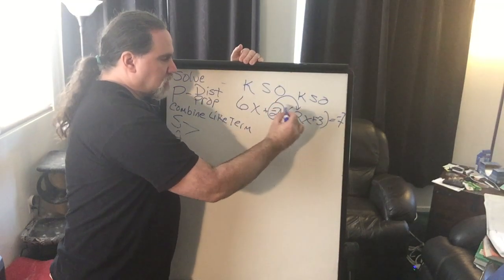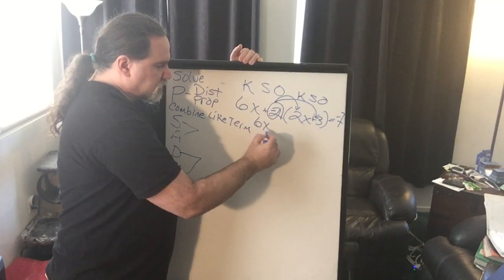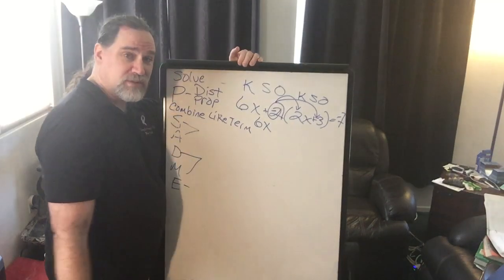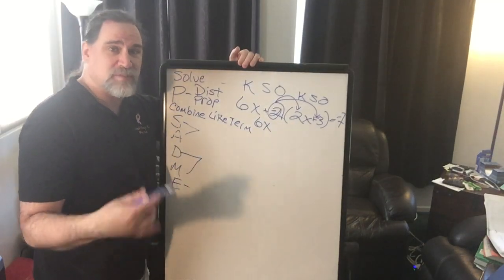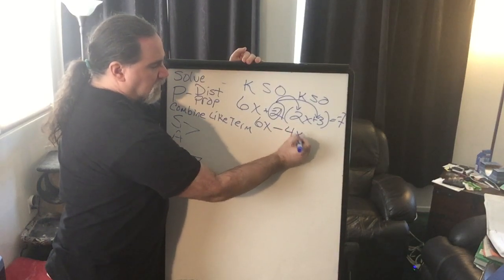So I'm going to draw my little arrows. So the 6x is not going to do anything, it's just going to come down. I have -2 times +2. A negative times a positive. Remember, if the signs are the same, it's positive. These signs are different, so it's going to be negative 4x.